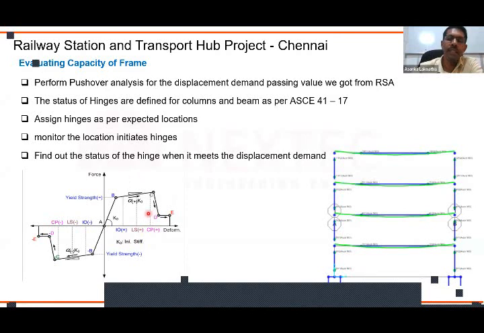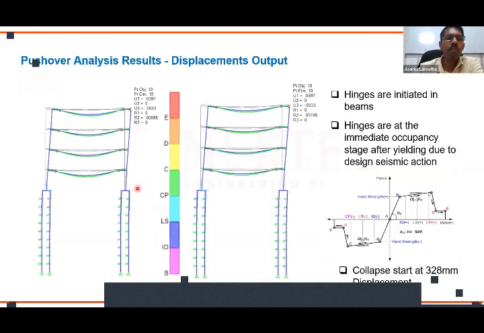So with this pushover analysis, we can see the hinges in which region. That means immediate occupancy level, life safety level, collapse prevention level. So we apply the pushover loads and observe the displacement behavior of the frame. This is the step one deformation we got from the pushover analysis.